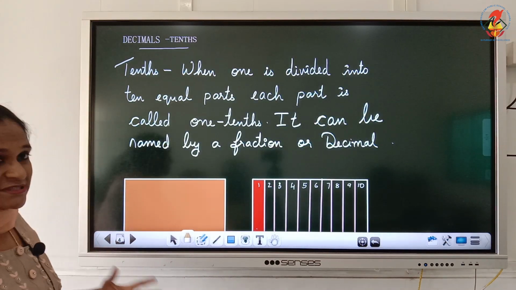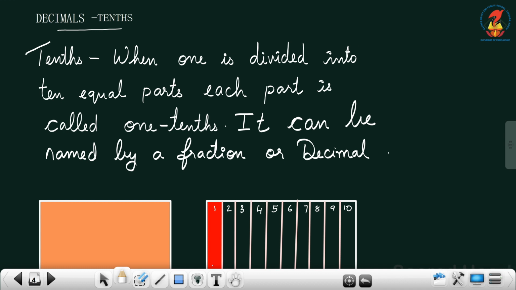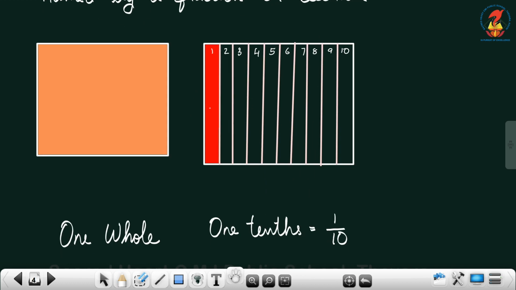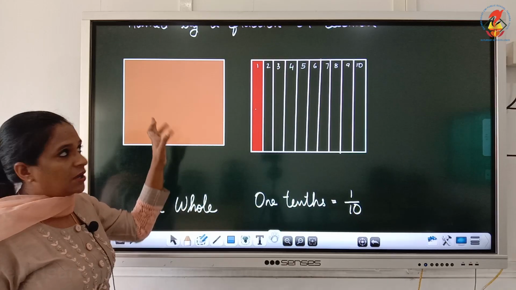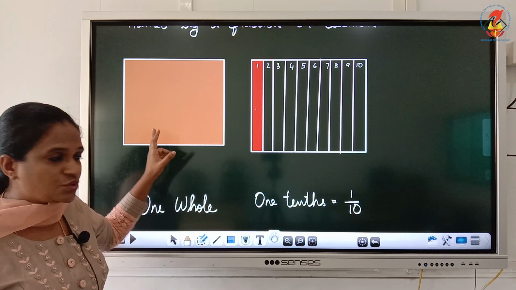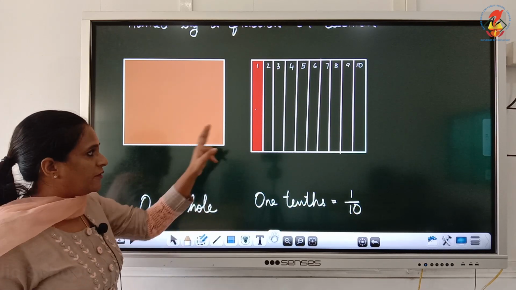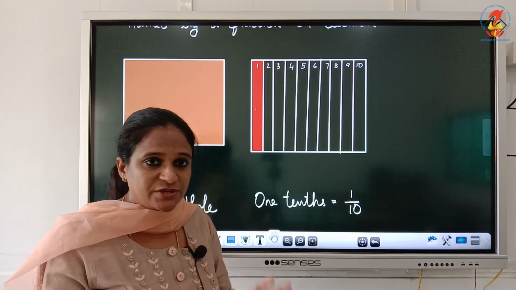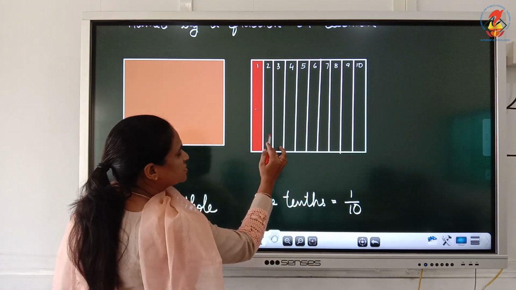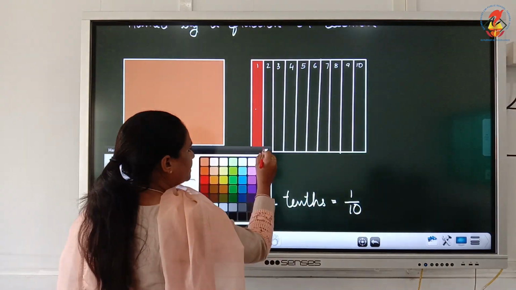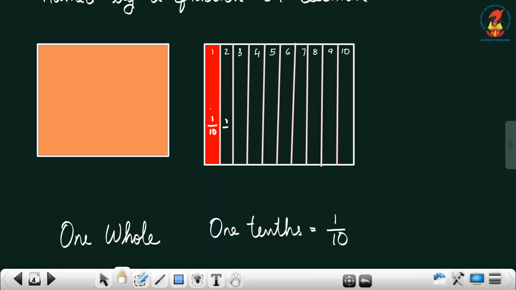Now let's see 1/10. How to write it? When 1 is divided into 10 equal parts, each part is called 1/10. It can be named by a fraction or decimal. Let's see with a figure. This is 1 whole. The whole square box is shaded, so you call it 1 whole. Now this square box is divided into 10 equal parts. Each part is called 1 by 10 because one part is chosen to be shaded. So you write 1 by 10.